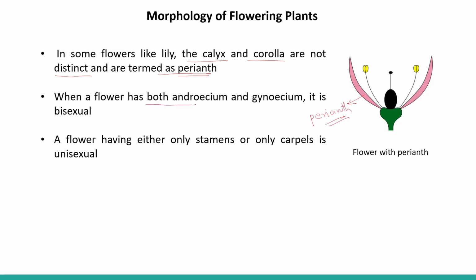When a flower has both androecium and gynoecium, it is called a bisexual flower. When the flower has either only stamen or only carpel, then it is called a unisexual flower. So this is the sex of the flower. On the basis of the sex organs present, the flower can be bisexual when both reproductive organs are present in the flower, and when only one of the reproductive organs is present, either stamen or carpel, then it is called a unisexual flower.